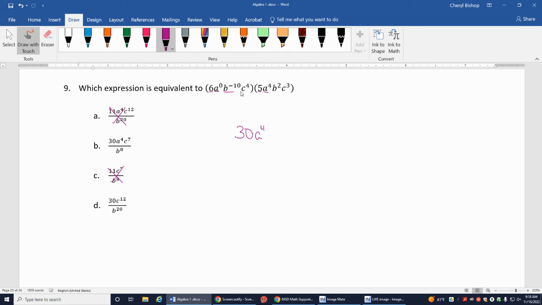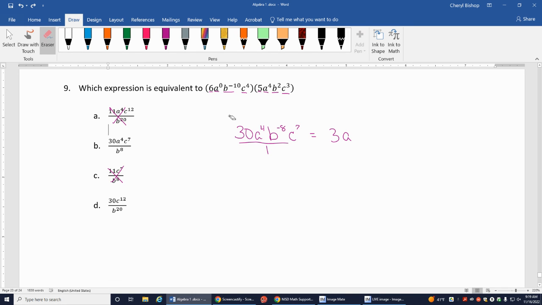Okay, b to the negative 10 and b to the 2, that means if I have negative 10 of them here and I have 2 of them here, I'm going to have negative 8 of them when I combine them. I have 4 c's here and I have 3 c's here, so that is 7 c's. Remember, when you have that negative, that just means it's on the wrong side of the fraction bar. So right now we could think of this as over 1. So it's 30, not 3.